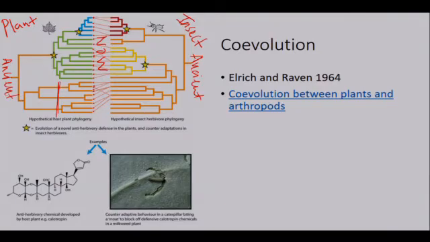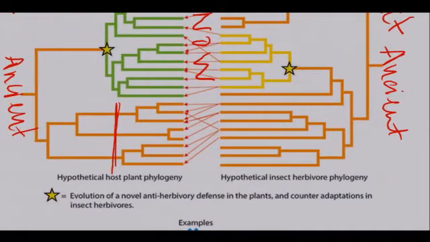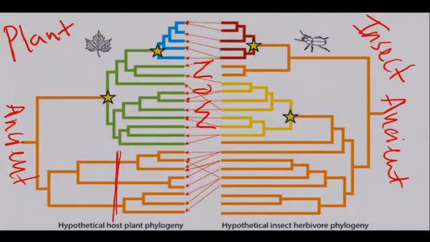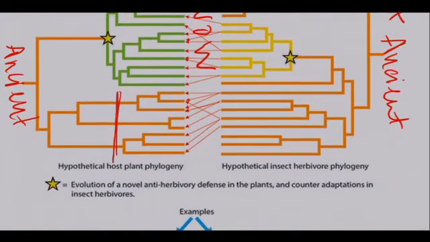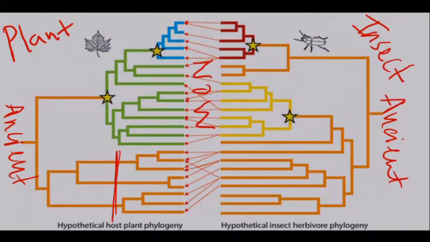Okay, so if we look at this, they're shallower here than they are here. So there's more genetic diversity in these insect groups. Also, if you look up here, there's a pretty similar new trait. That's what these stars represent: new traits. Evolution of a novel anti-herbivory defense and counter-adaptation. So here's a new trait. It's actually newer than this new defense mechanism.